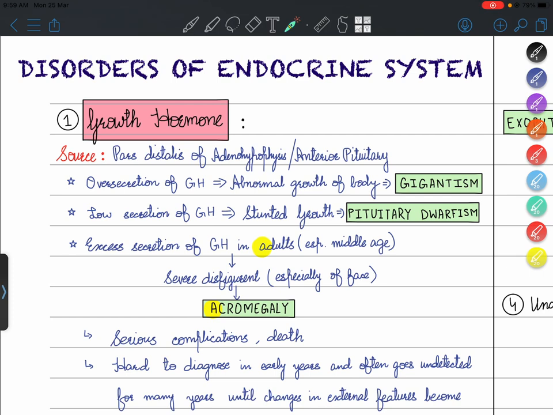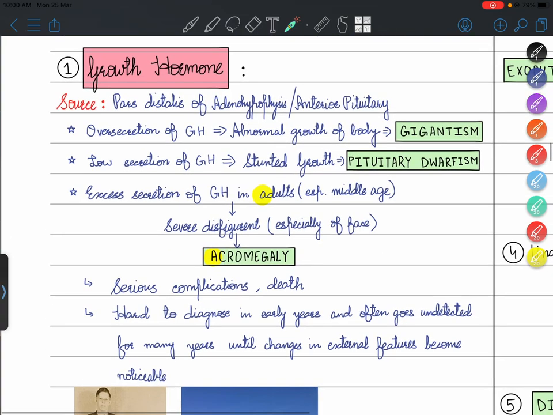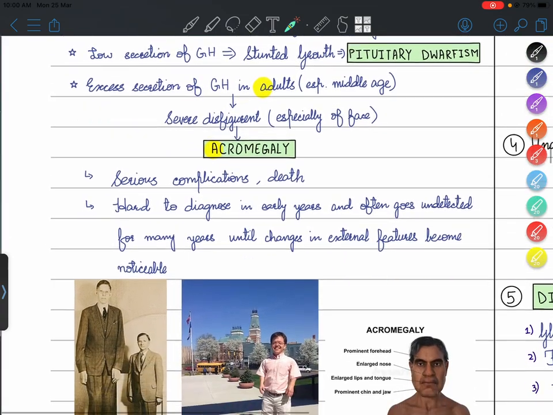And if there is less secretion of GH, it results in stunted growth, a condition known as pituitary dwarfism. If there is excess secretion of GH in adults, especially during middle age, it results in severe disfigurement, especially of the face, and the condition is known as acromegaly. It has serious complications and it can lead to the death of the person. And it's also hard to diagnose during early years until the facial abnormalities become evident.